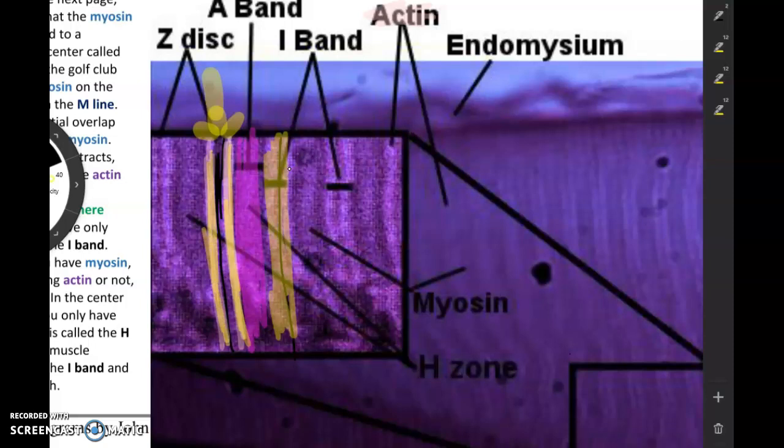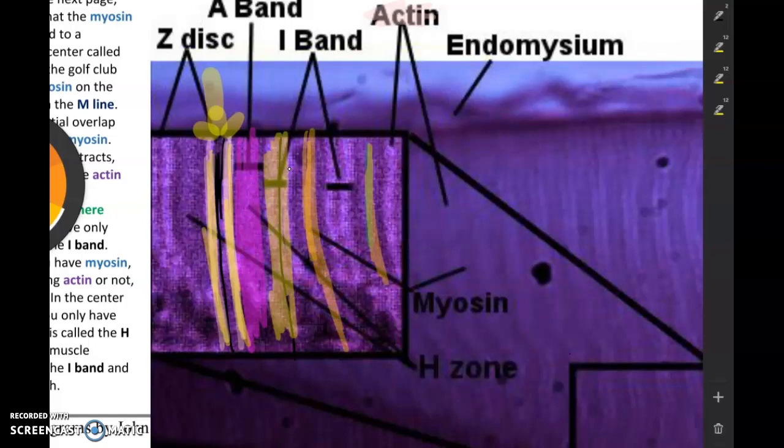And sometimes you can actually see the M line. So right here, can you see the green? Let's make it orange. Right there's the M line. Or the H zone. I only have actin there. So that is the histology for the sarcomere.